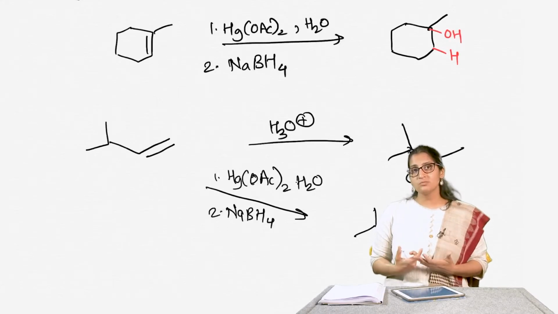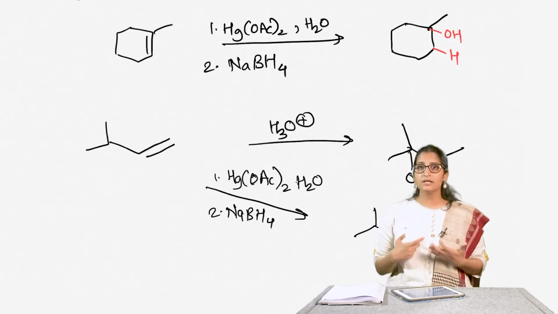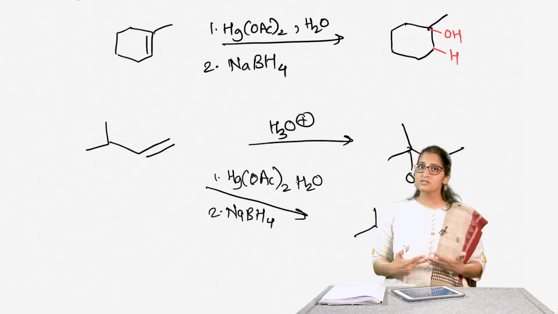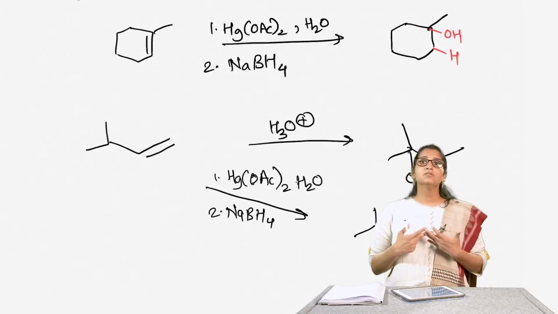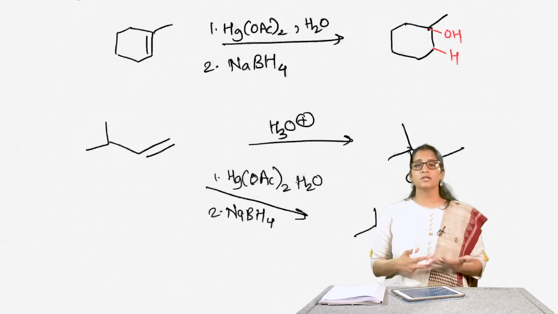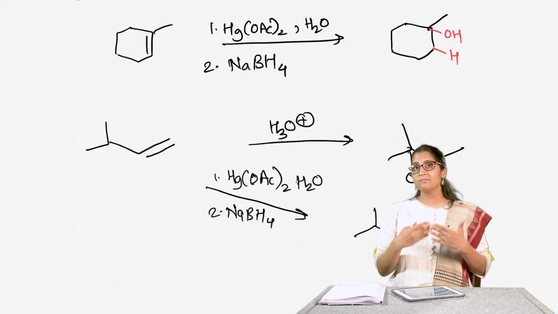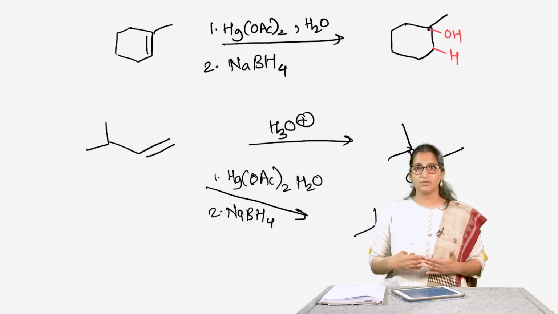Nowadays you will see that the oxymercuration reduction reaction is not used so often because now we know that mercury is poisonous and really toxic. So people avoid using mercury in the lab, but it was one of the more famous reactions in the earlier century.